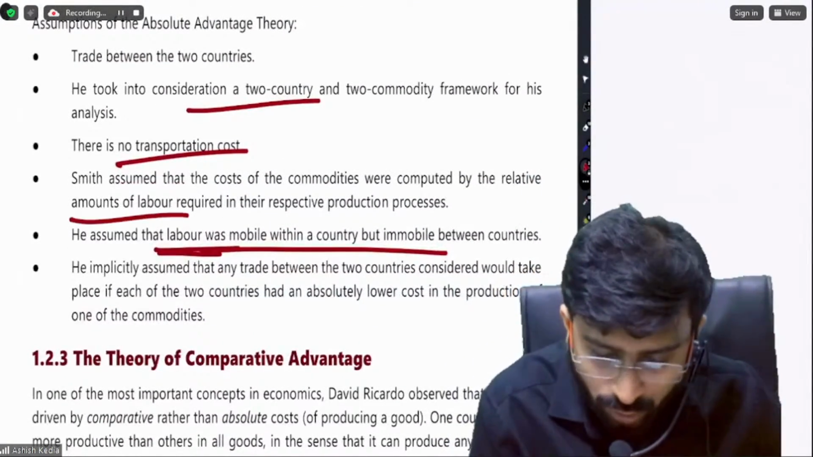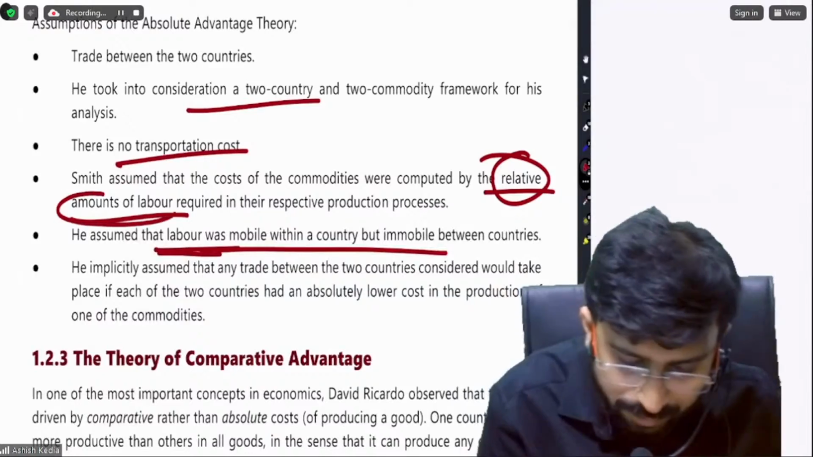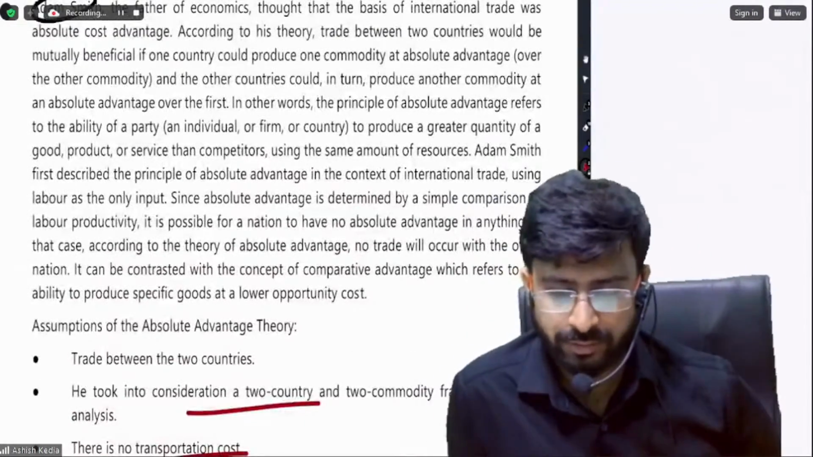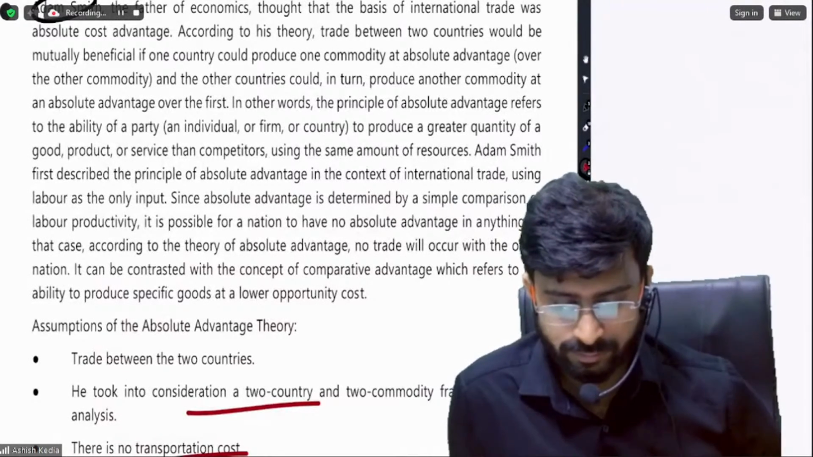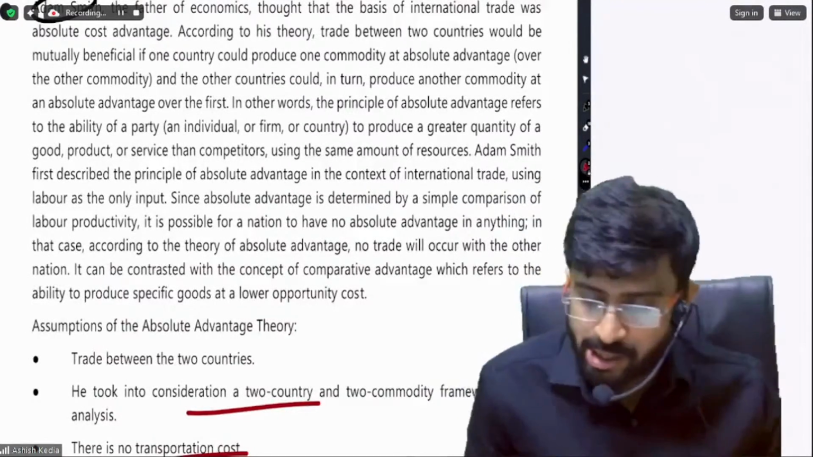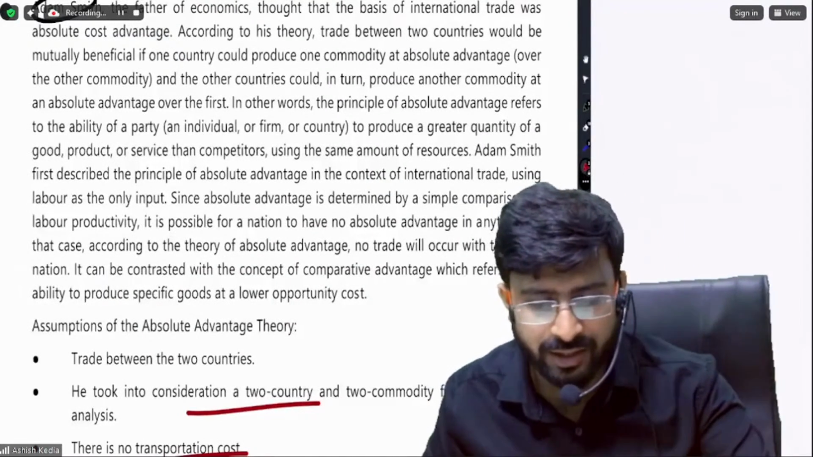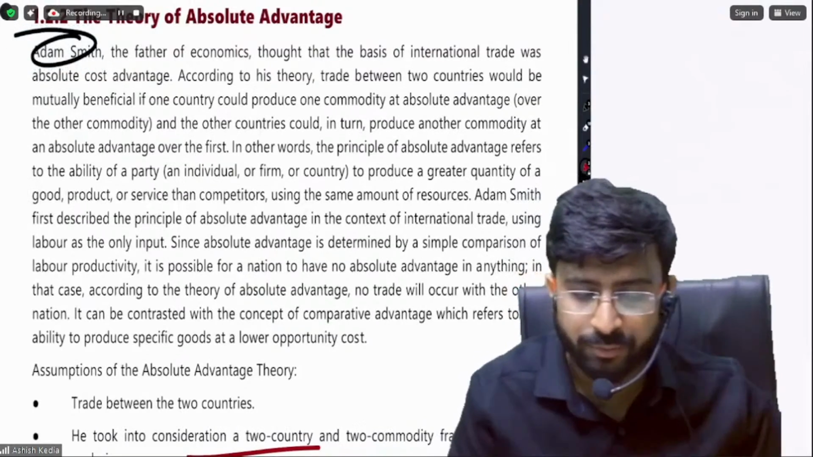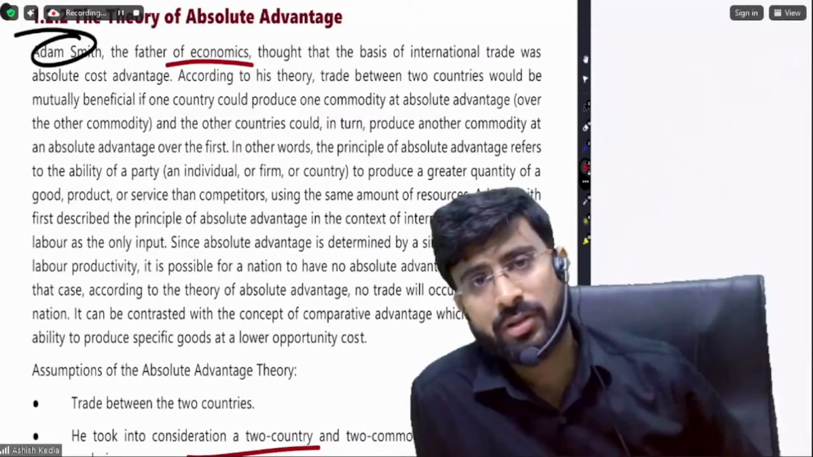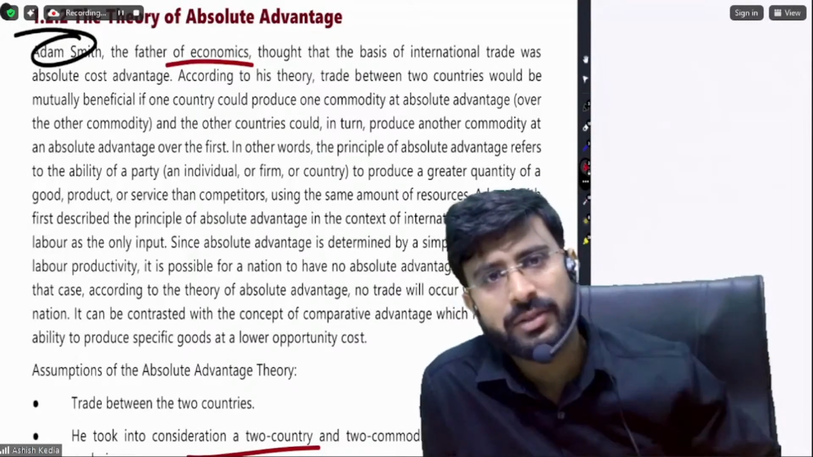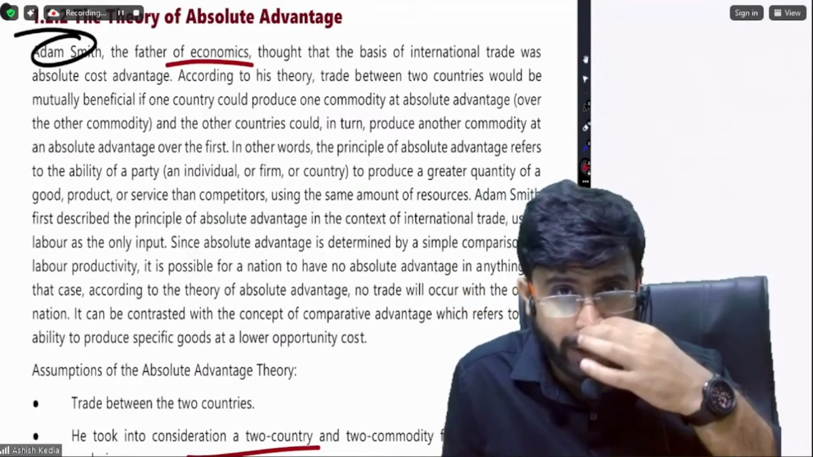Again, you see, the focus is on respective amounts of labor. This is why I told you that labor point. As per this, if no absolute advantage, then nothing will take place. And remember, Adam Smith is called the father of economics. Don't forget that, friends.